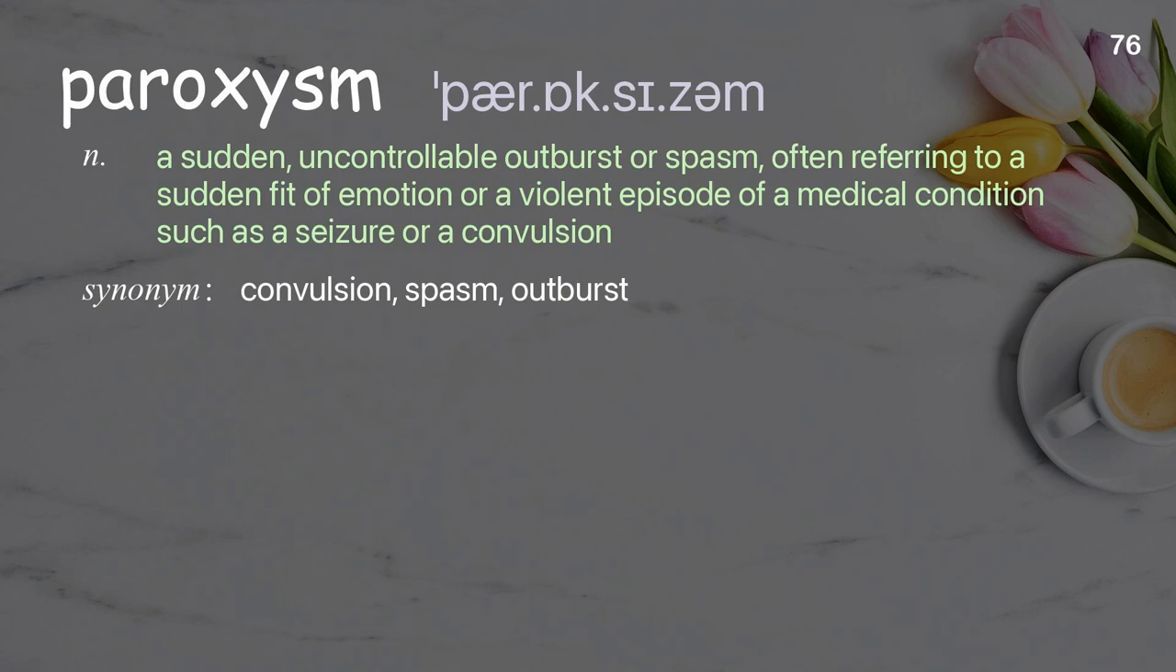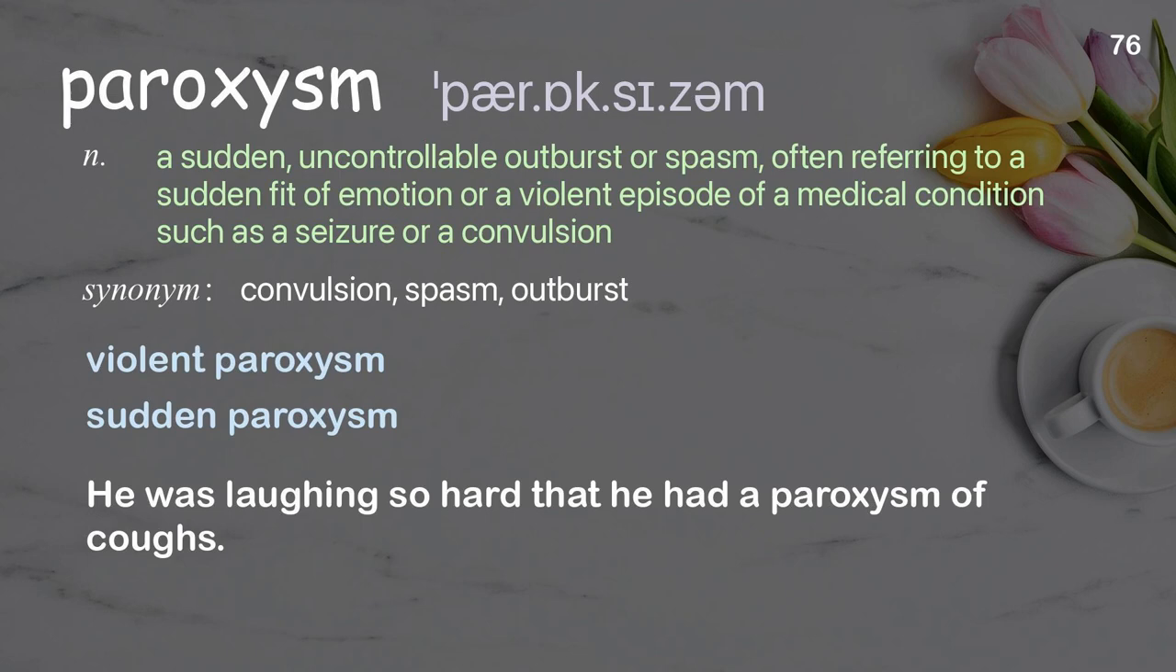Paroxysm: a sudden, uncontrollable outburst or spasm, often referring to a sudden fit of emotion or a violent episode of a medical condition, such as a seizure or a convulsion. Examples: violent paroxysm, sudden paroxysm. He was laughing so hard that he had a paroxysm of coughs.